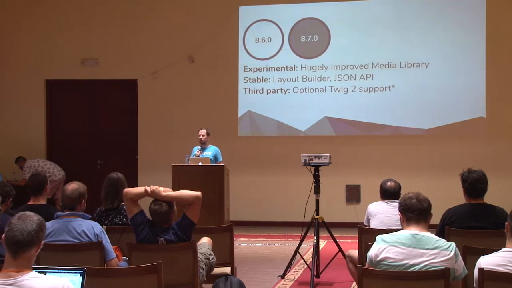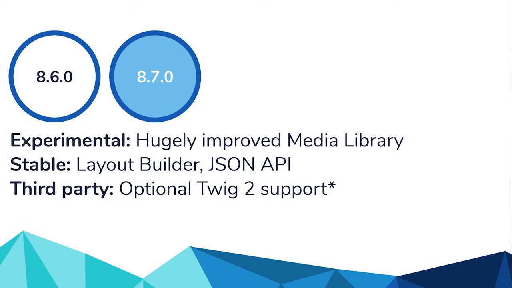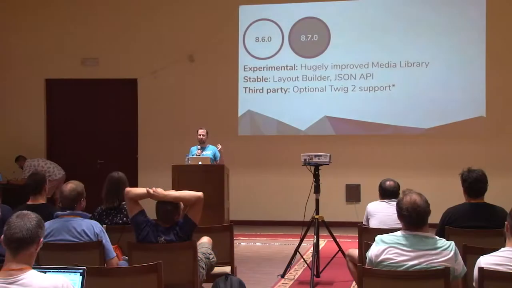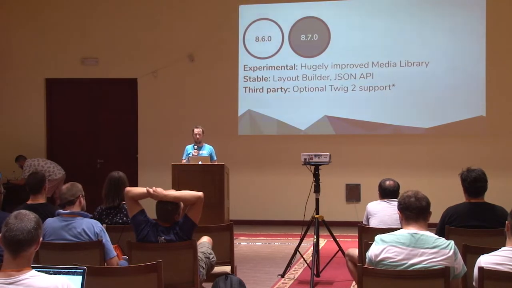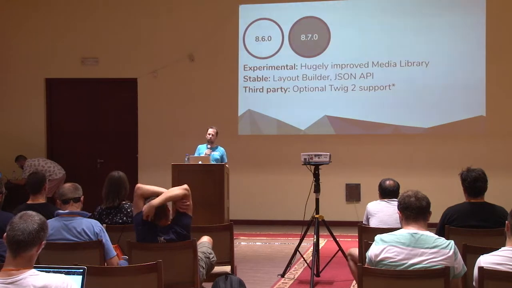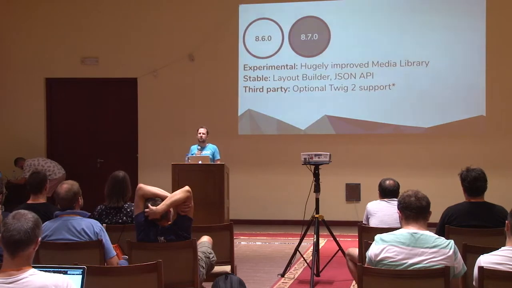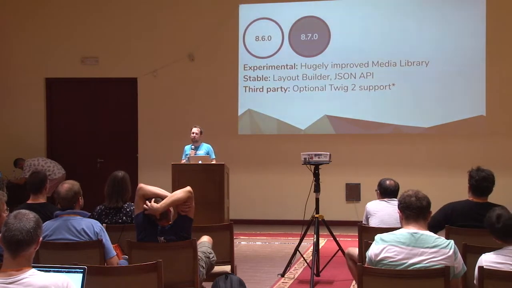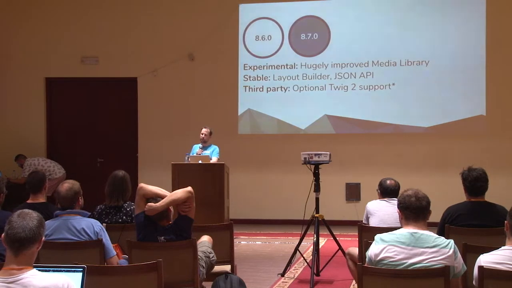And 8.7.0 went even further. So here we improved the media library a great deal, but we are not yet stable. We did stabilize the layout builder that was there and experimental before. And we've added the JSON API module, brand new, stable, into core. And we made Drupal core optionally compatible with Twig 2 if you patch your composer files. So there's a bunch of technical limitations that do not allow us to make it easy to optionally support Twig 2 in core, but all of the PHP APIs that we use are optionally compatible with Twig 2 now, so we are getting ready to update to Twig 2 in Drupal 9.